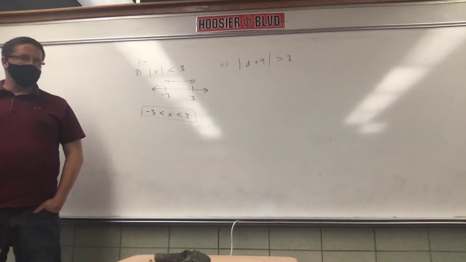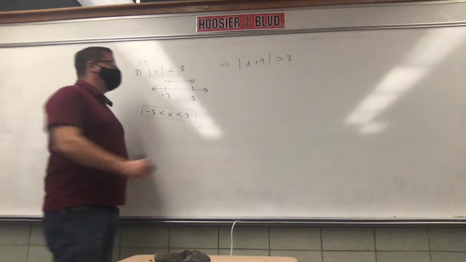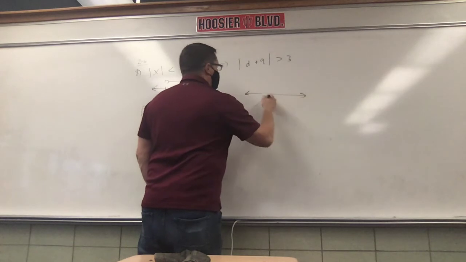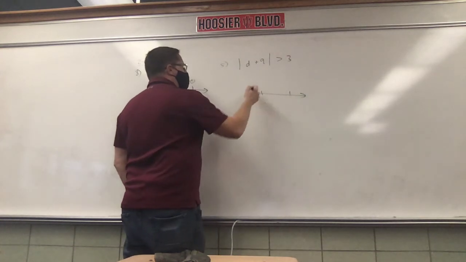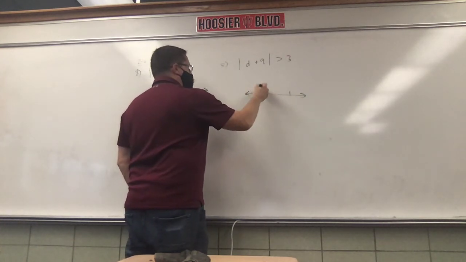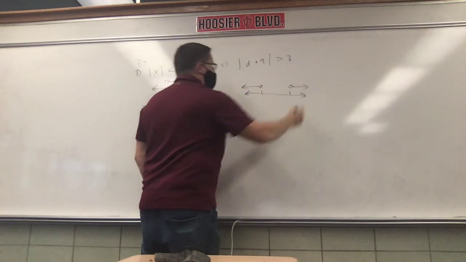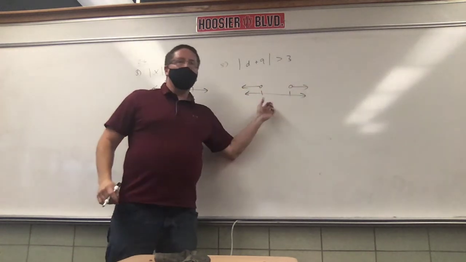Out, because it's greater than. So, let's draw a number line and put two things here, and we're going to shade out. Open or closed dots? Open. Open and shade out.